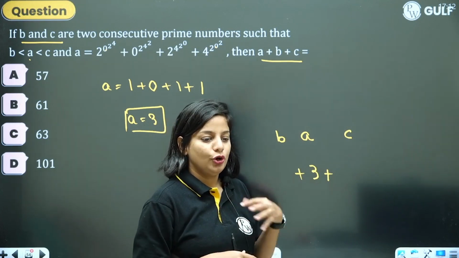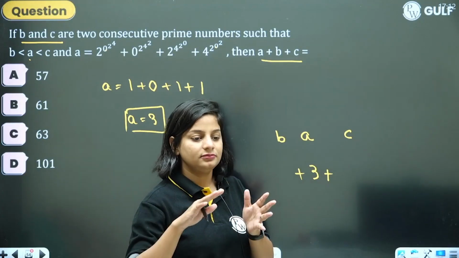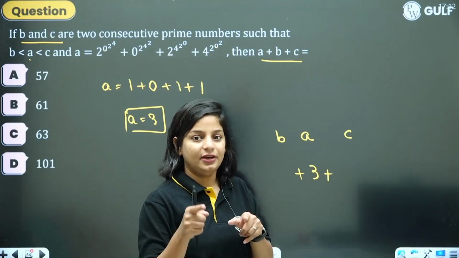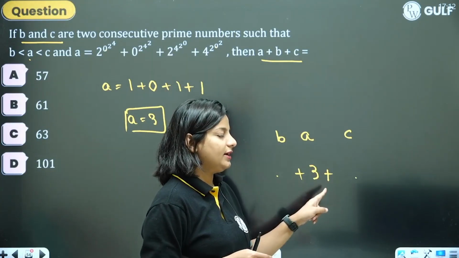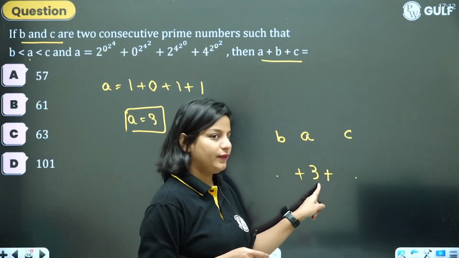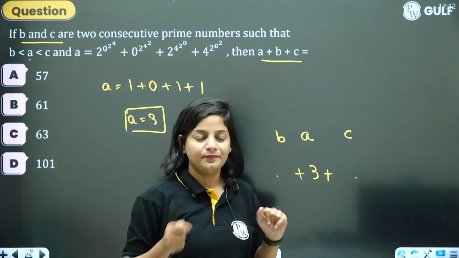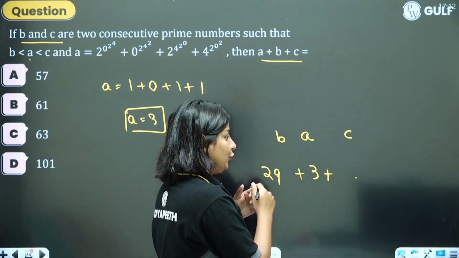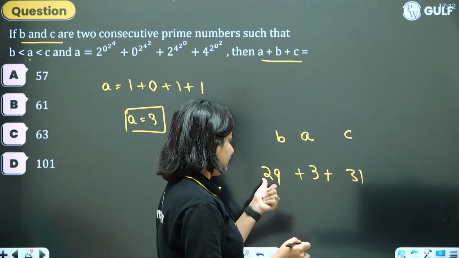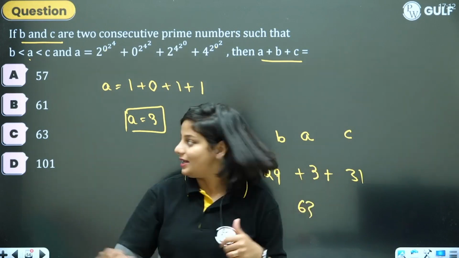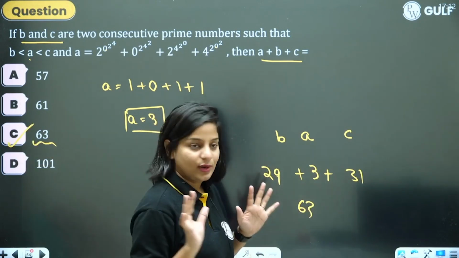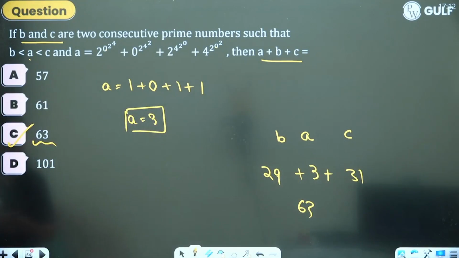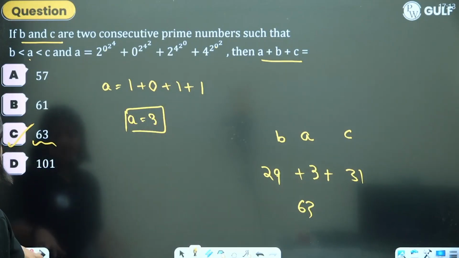Go into the 20s. 23 and next prime number is 29. 23, 29. 49, 52, 56. Now, very close. Next, 29 and next prime number is 31. 30, 40, 50, 59, 60, 63. Oh yes, we have 63 as one of the options. So B and C, that's how we get the answer. A plus B plus C is 63.